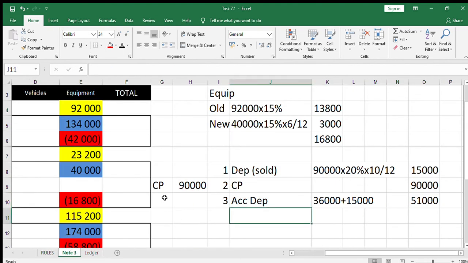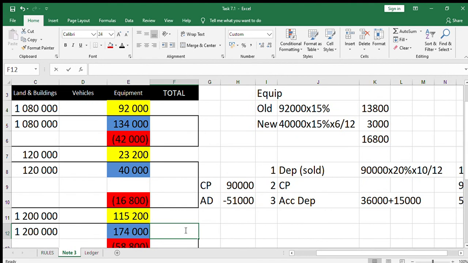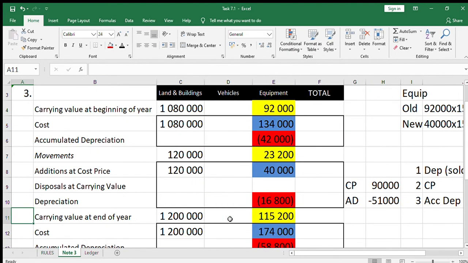The accumulated depreciation is something that we also keep on the side of our note 3. The reason is we need it in order to calculate the disposals at carrying value that we require for note 3. Disposals at carrying value will be 90,000 minus 51,000, and you must put your answer in brackets, so that's 39,000.